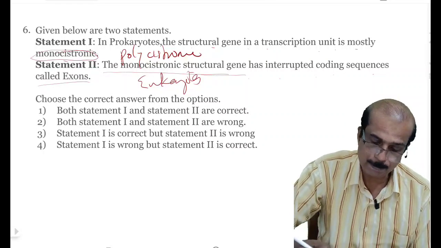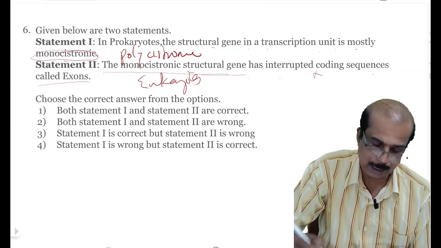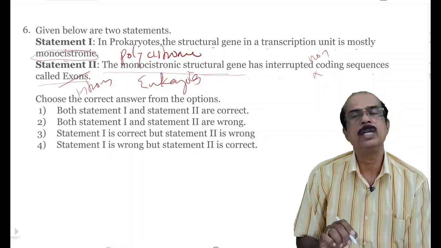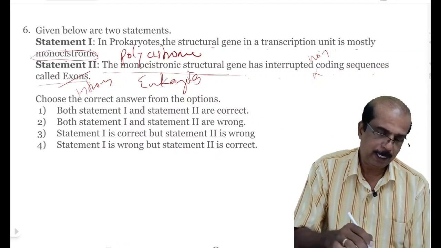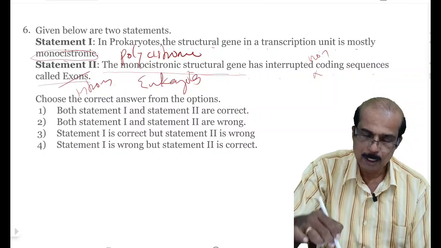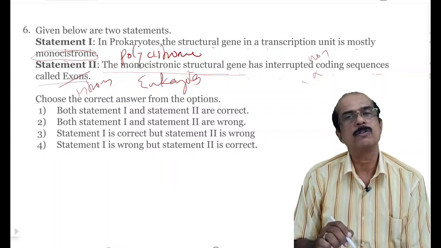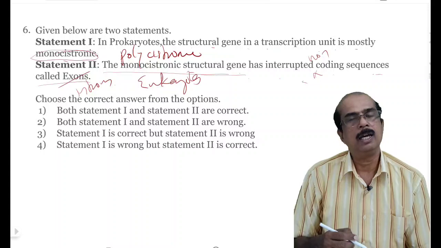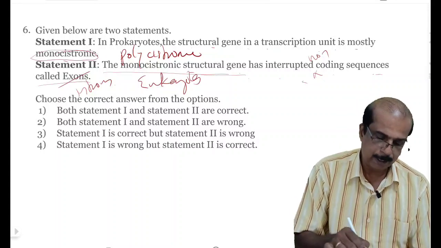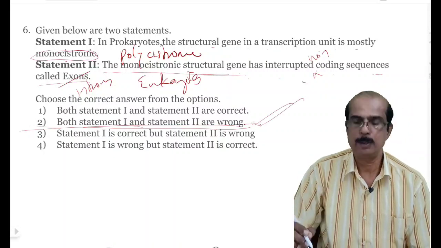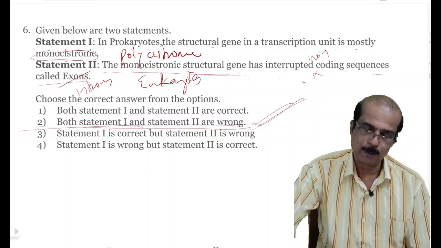Interrupted by non-coding sequences called introns. As such, statement 2 is wrong. If you rewrite it: the monocistronic structural gene of eukaryotes is interrupted with non-coding sequences called introns. That is the correct one. So both the statements here are wrong. Our answer to this question is option 2. Both statement 1 and statement 2 are wrong. Let us move to the next question, the 8th one.